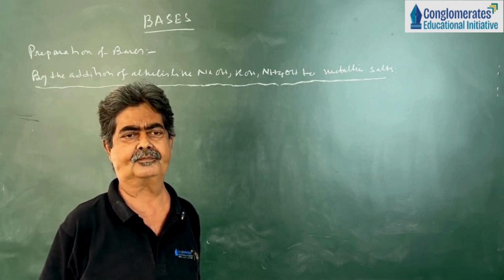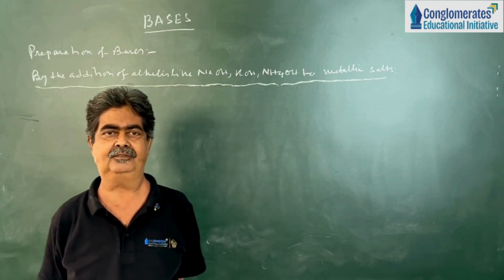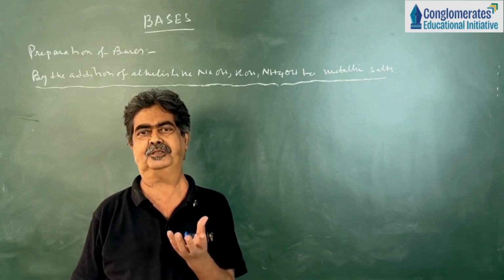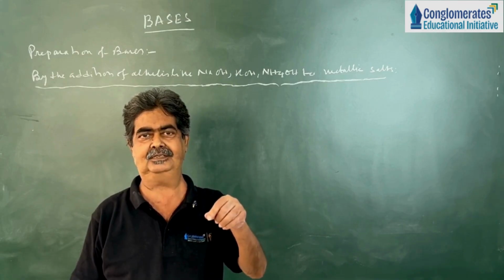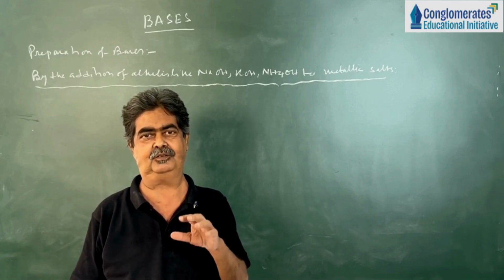Now first I'll show the reaction with copper sulfate. Very interesting. Now if you take the aqueous solution of copper sulfate, which is blue in color, if we add gradually NaOH or KOH, we get a pale blue precipitate of cupric hydroxide or copper 2 hydroxide.